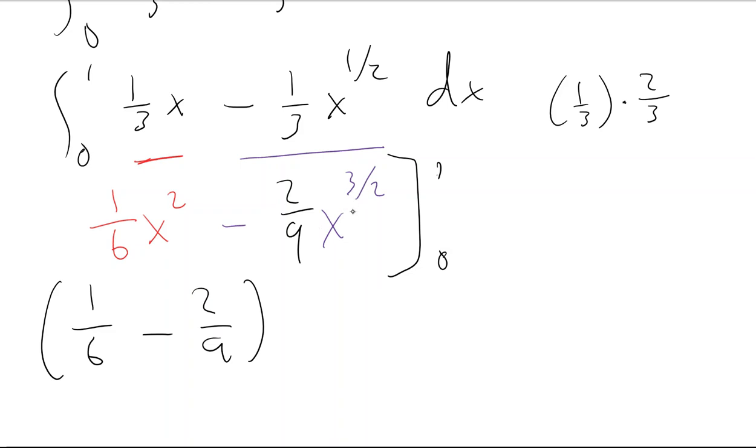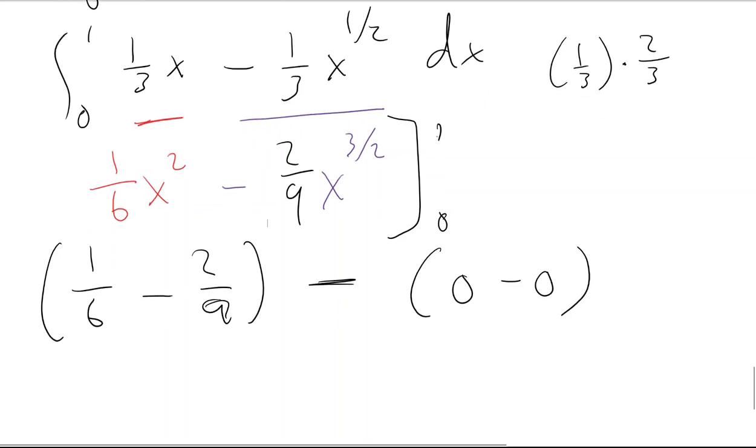I know all of this goes to 1 because 1 cubed is still 1 and the square root of 1 is still 1. Plug in 0 into both of those and they both go to 0. And then we're always going to subtract those two: the upper bound stuff minus the lower bound stuff. And then finally, it looks like we just need to do this.